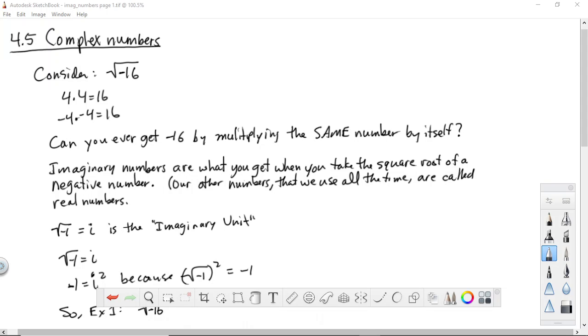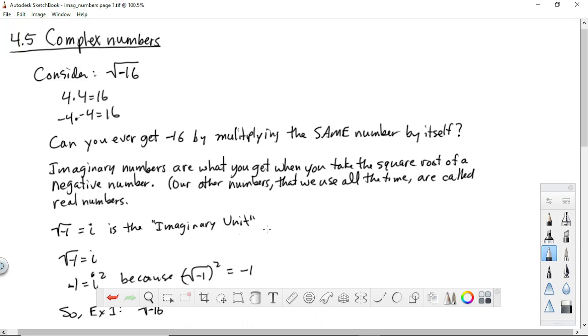Imaginary numbers are what you get when you take the square root of a negative number. The other numbers that we use all the time are called real numbers. By definition, we say the square root of negative 1 equals i. It's called the imaginary unit.